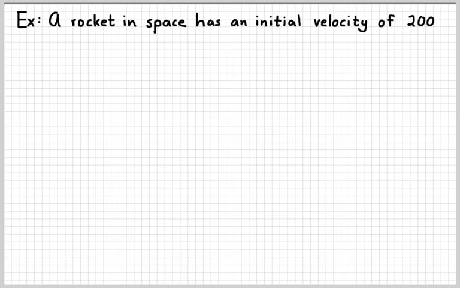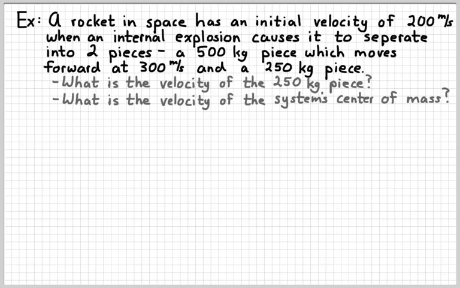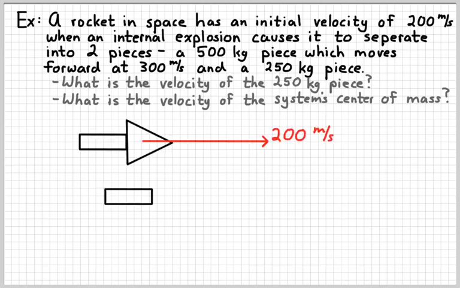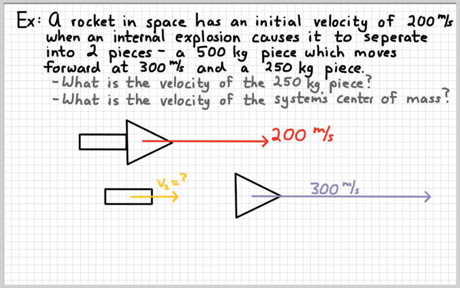Let's take the same rocket ship example. Suppose we've got a rocket ship that's moving at 200 meters per second when it separates into two pieces: a 500 kilogram piece that moves forwards at 300 meters per second, and a 250 kilogram piece. We want to know how fast the 250 kilogram piece is going and how fast the center of mass is going. To draw a picture, there's our before and our after picture, and we're trying to figure out those two velocities.